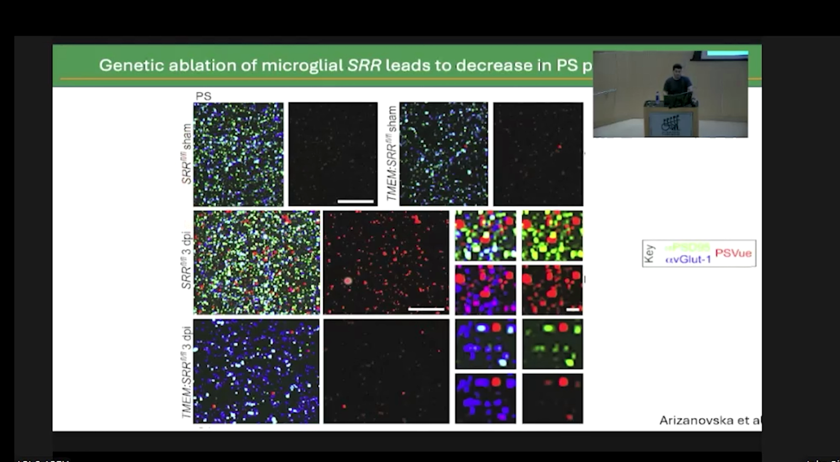However, at 3 days post-injury, we see a significant increase of phosphatidylserine. And we could also see at even higher magnification that this phosphatidylserine is co-localized with presynaptic and postsynaptic markers. However, if we eliminate microglial D-Serine, we're actually able to prevent this flipping of phosphatidylserine from the inner to the outer leaflet of the plasma membrane, as seen here.